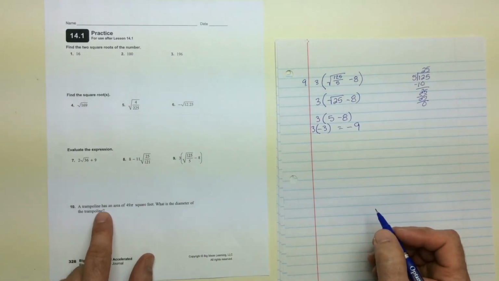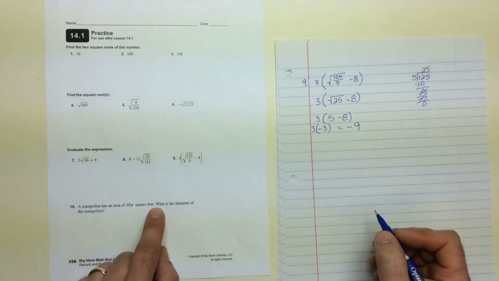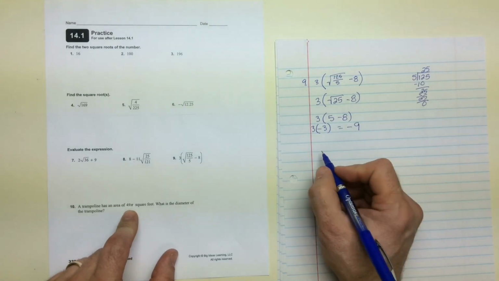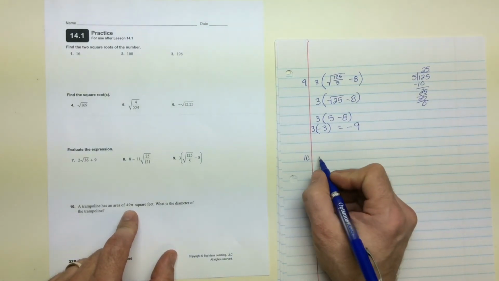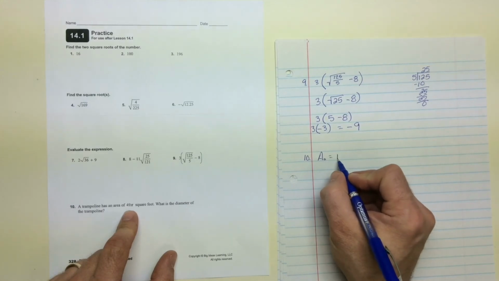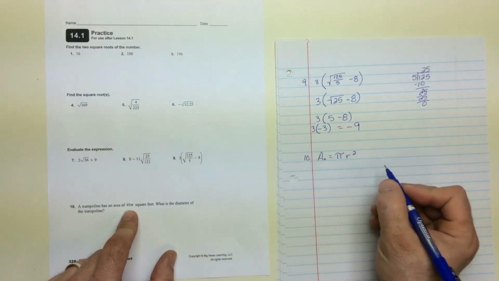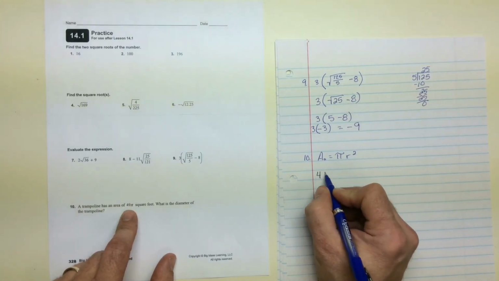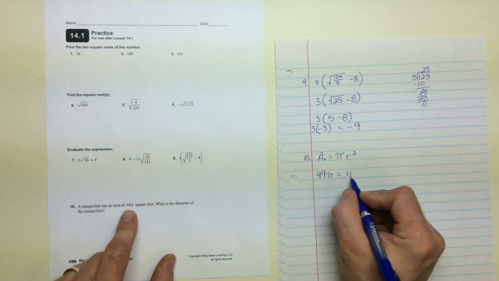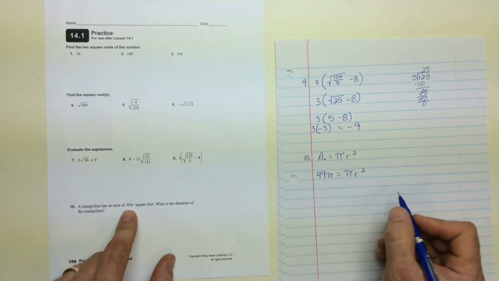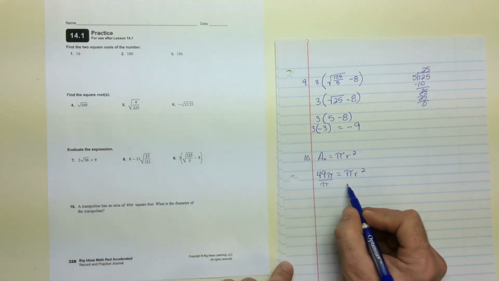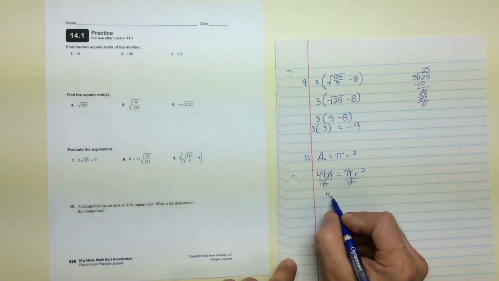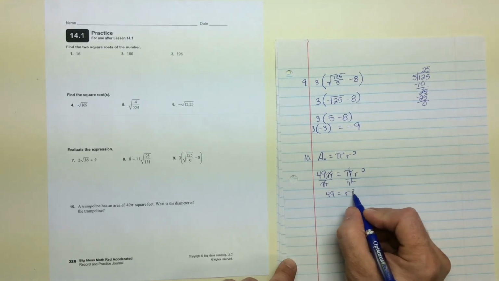Last problem. A trampoline has an area of 49 pi square feet. What is the diameter of the trampoline? Well, for number 10, we know that area of a circle equals pi r squared. And it just told us the area is 49 pi. So we now know 49 pi equals pi r squared. If I divide both sides by pi, I'm left with 49 equals r squared.